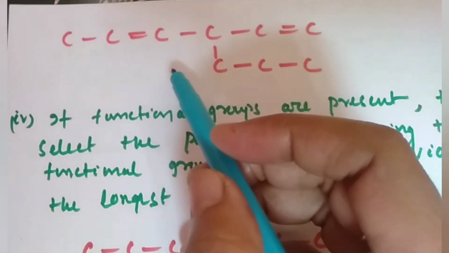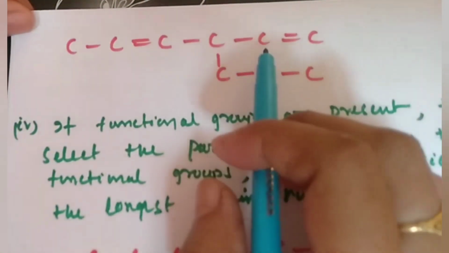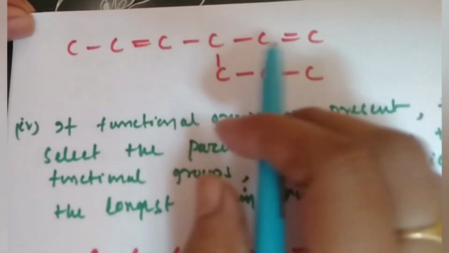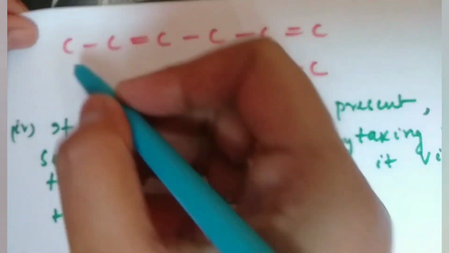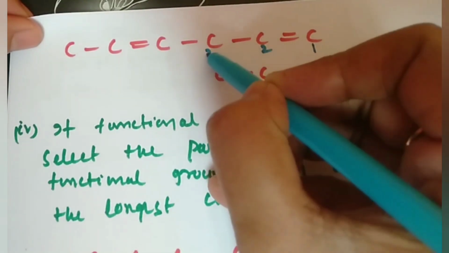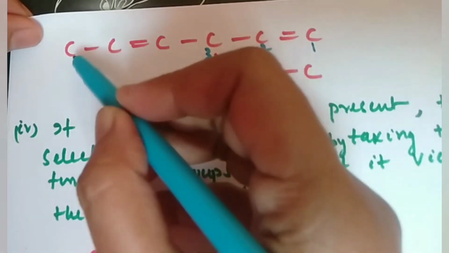Now similarly, next, in this compound, how many double bonds are present? 2 double bonds are present. We have to choose the longest continuous carbon chain by taking the 2 double bonds in the parent chain. If I proceed in this way, suppose 1, 2, 3, 4, 5, 6, this is also a longest chain. 4, 5, 6, this is also a longest chain.